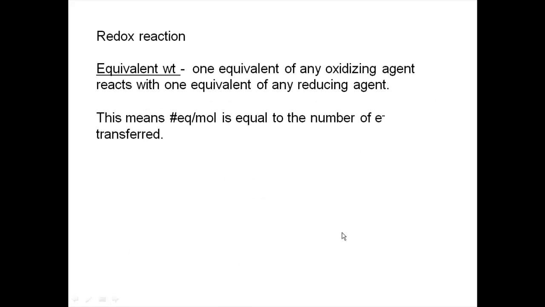In a redox reaction, the definition of equivalent weight will be one equivalent of any oxidizing agent reacts with one equivalent of any reducing agent. Contrary to the acid-bases, where we were dealing with number of protons and hydroxides, here we'll be looking at equivalents of our oxidizing agent versus equivalents of reducing agent. What this boils down to is the number of equivalents per mole is equal to the number of electrons transferred. So you're going to have to write a balanced half reaction to determine the number of electrons being transferred.